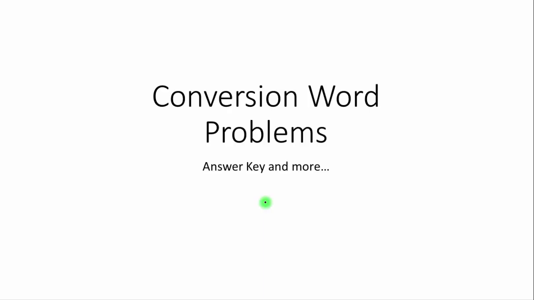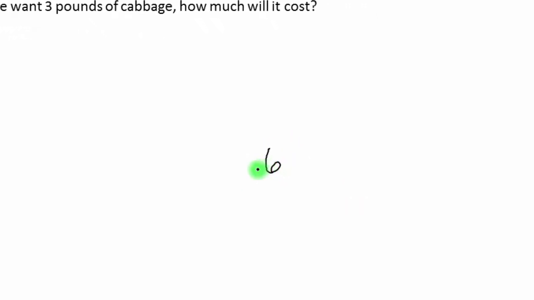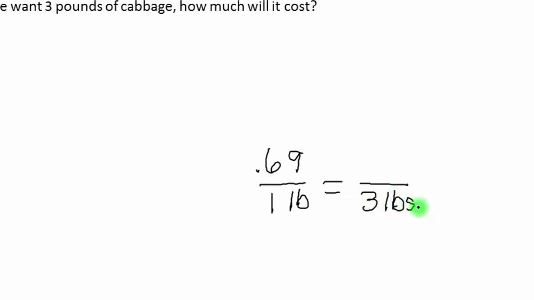We want to buy some cabbage, which sells for 69 cents a pound. If we buy 3 pounds of cabbage, how much will it cost? Well, let's write down what we know from the word problem. It states that the cabbage costs 69 cents per 1 pound. We want to buy 3 pounds, so this is just a straightforward problem.